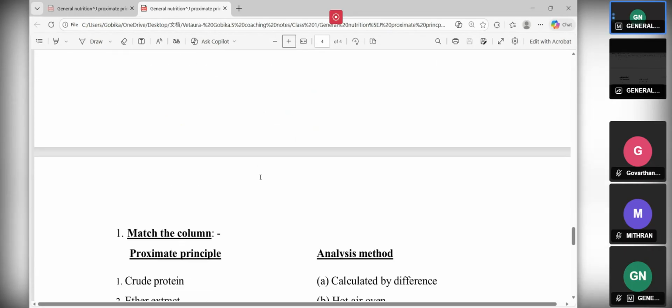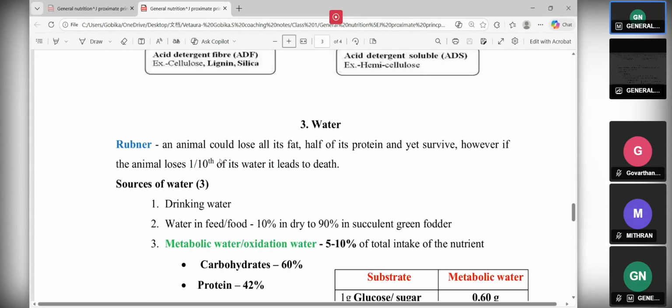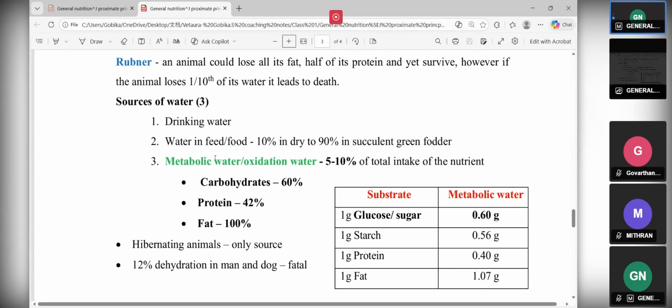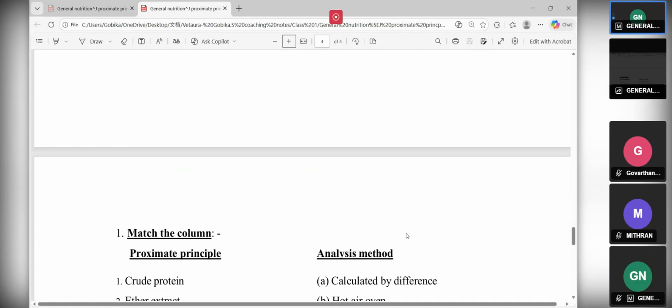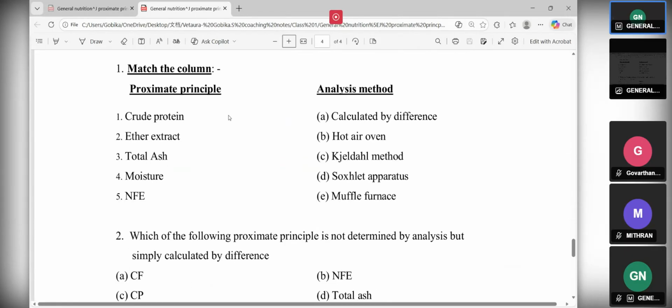So today we are completing this class with these three topics: general nutrition, proximate principles, and then water, followed by a few questions previously asked. Here, from our discussion, you can answer these questions easily. On the left side they will give the proximate principle, on the right side the instrument or method used for analysis. From this, crude protein, we all know can be estimated by the Kjeldahl method.